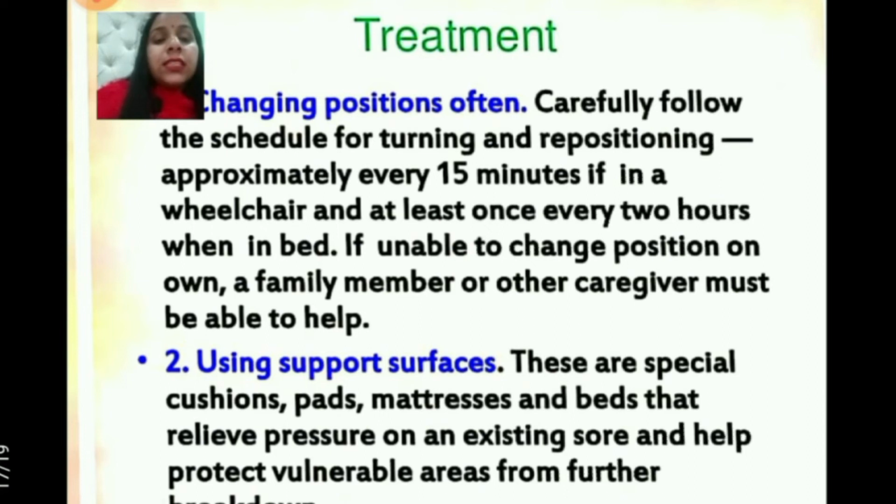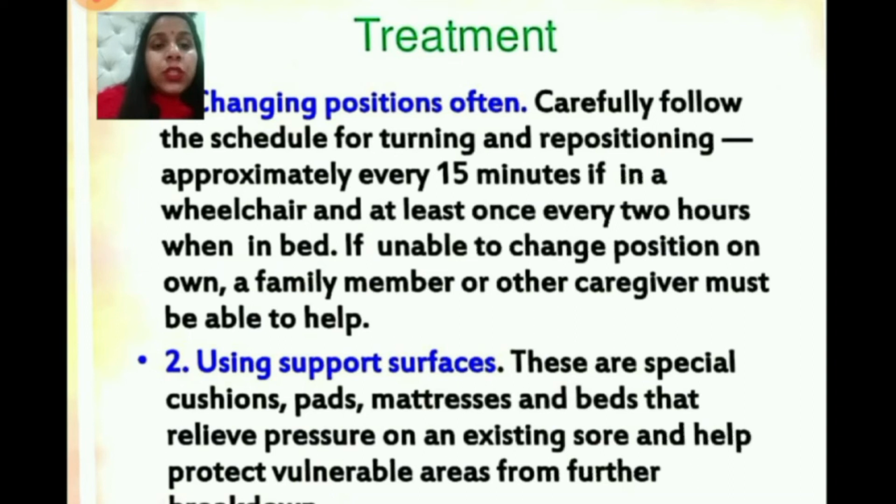Now, what is the treatment of pressure ulcers? Changing position often. Carefully follow the schedule for turning and repositioning, approximately every 15 minutes if in a wheelchair and at least once every 2 hours when in bed. If unable to change position on your own, a family member or other caregiver must be able to help.